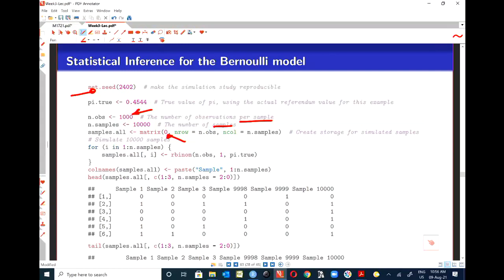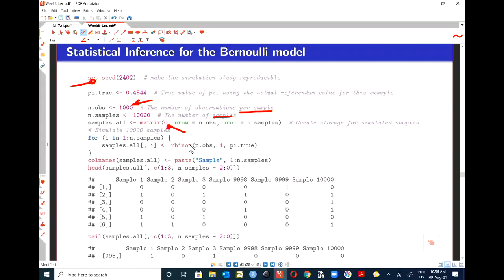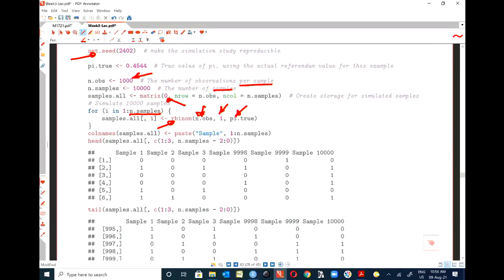So here's my simulation. rbinom: r stands for random, and binom is for binomial, as you'd expect. This is how many I'm going to simulate, and this is my number of trials, which is just 1 because it's Bernoulli, and this is my pi. I'm doing that 1,000 times, and I'm going to repeat that whole thing 10,000 times. That's my loop here, for i in 1 to 10,000. In this case, I've got 10,000 as my number of samples. And so there's my data here.